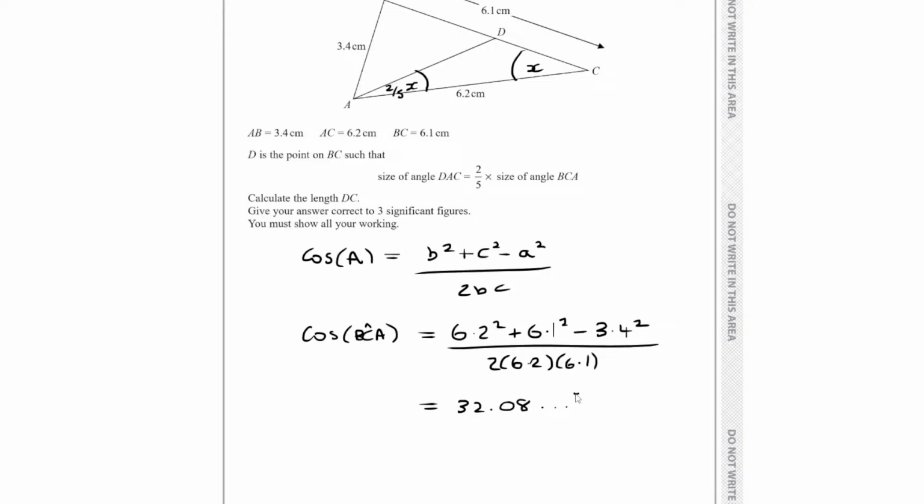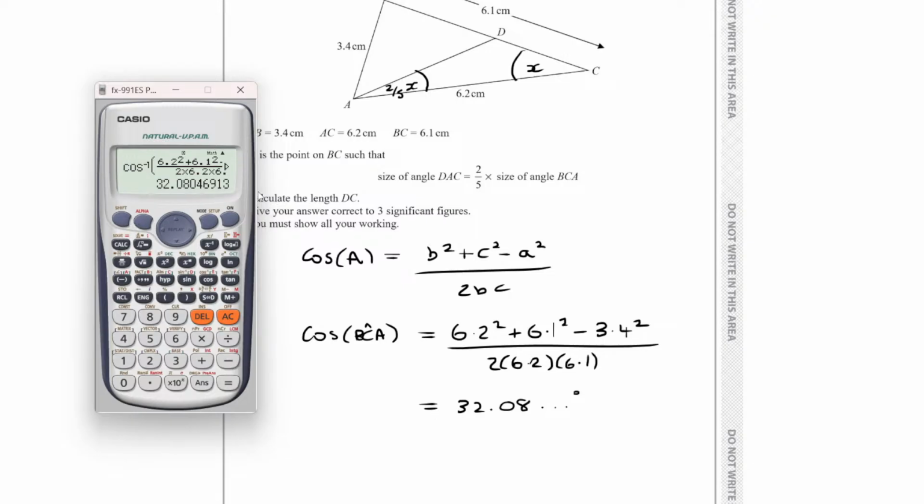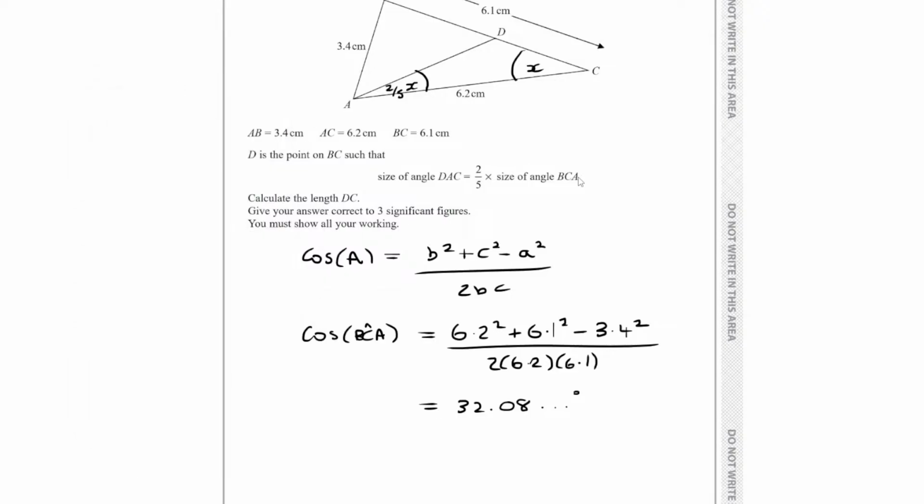32.08 degrees. Now I think for this case, because there was quite a few steps, I decided to store this. So I press Shift, STO, and then I choose one of these letters, so I just chose A. So now it's going to store that in A, so I can come back to it later. So this one is around 32, isn't it? We're obviously going to keep the decimals, 32.1 maybe.